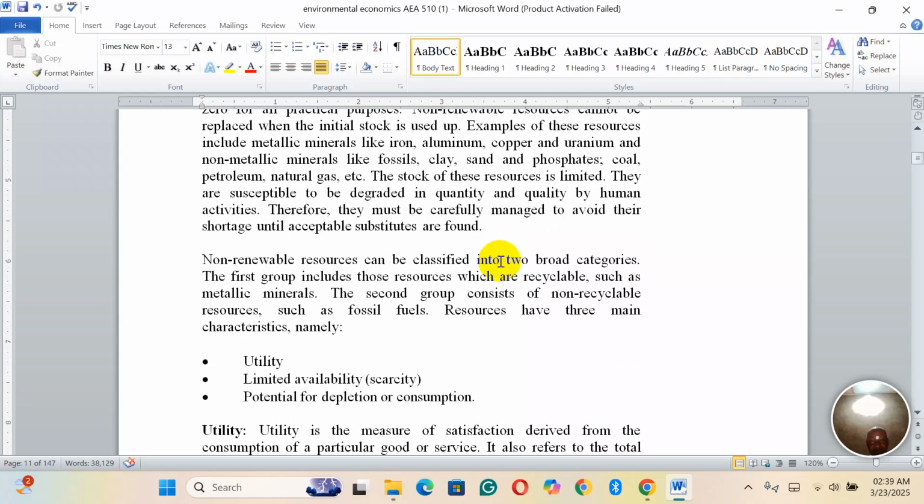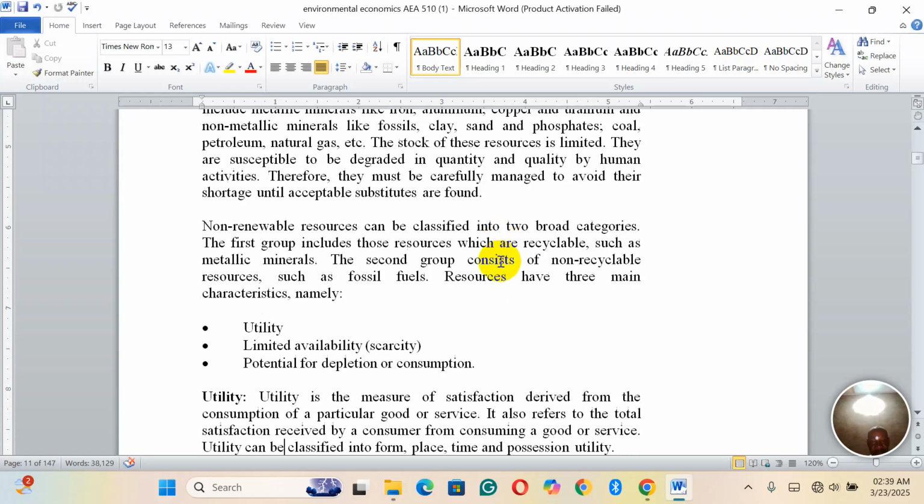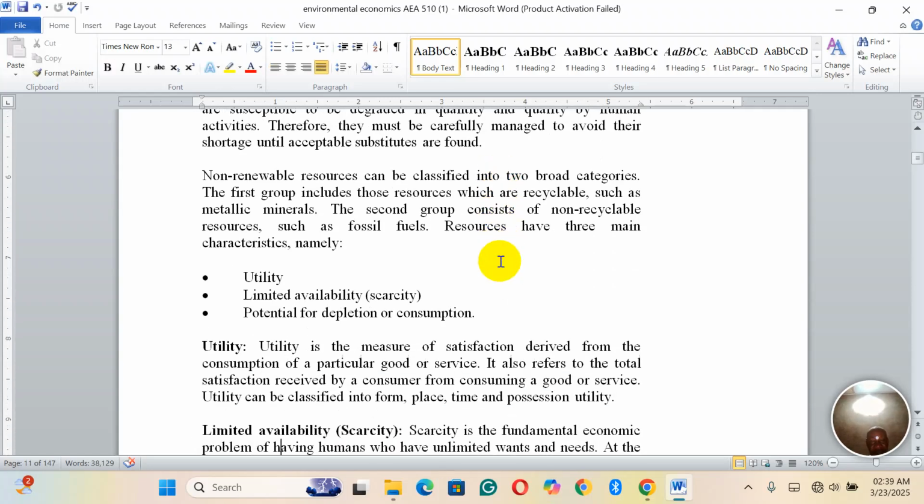The first group includes those resources which are recyclable, such as metallic minerals. The second group consists of the non-recyclable resources, such as fossil fuel resources. They also have three main characteristics, namely: number one, utility; two, limited availability, scarcity; three, potential for depletion or consumption.